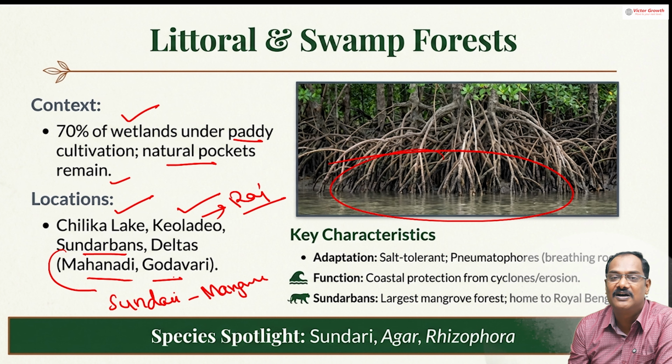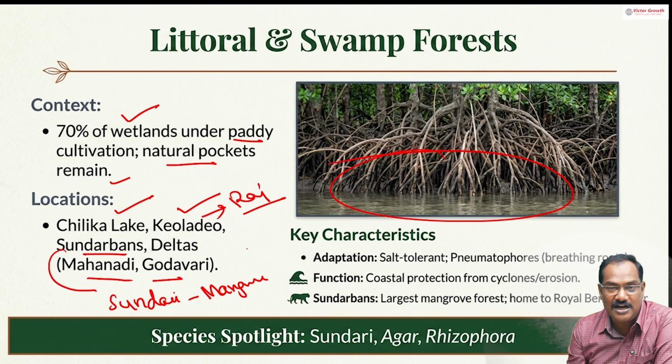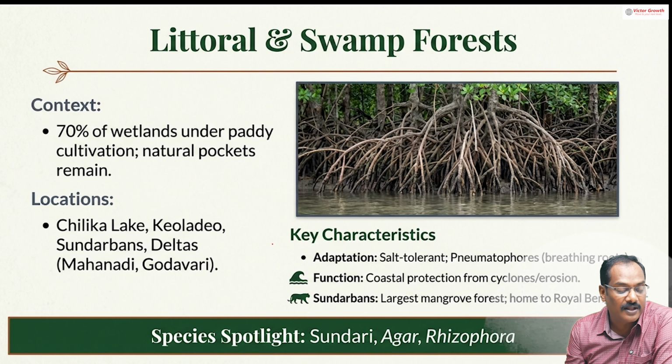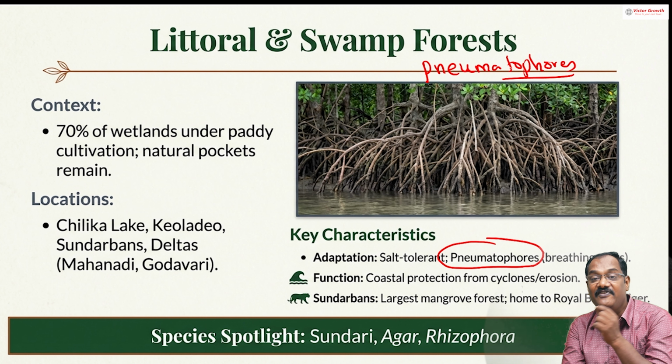Then Mahanadi, Godavari, Krishna, Kaveri, all these deltas also, these are found. Andaman Nicobar, this is found. Lakshadweep, it is found. They are salt tolerant. They have breathing roots. Please write down this: pneumatophores. You are able to see that. They are breathing roots, and moreover, one more character is viviparous.